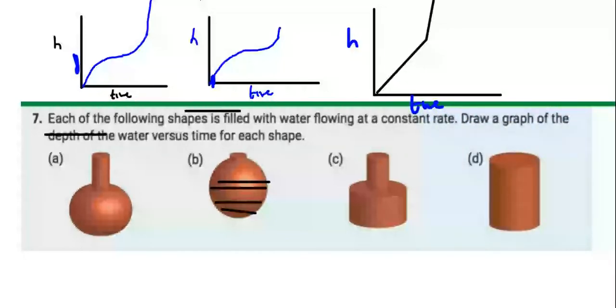Now the next one's the easiest one. Can anybody tell me why? Why is it a straight line? The width stays the same all the way through it, doesn't it? So when you're filling the water in, it rises at the same rate. So we're just going to go for a nice straight line.